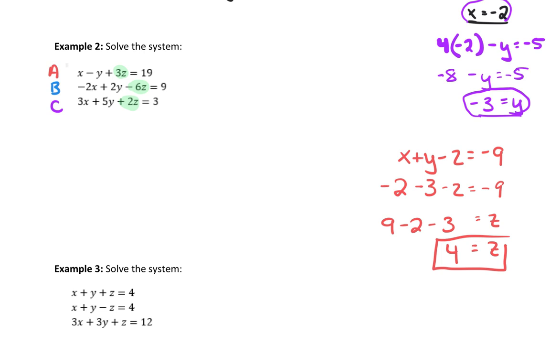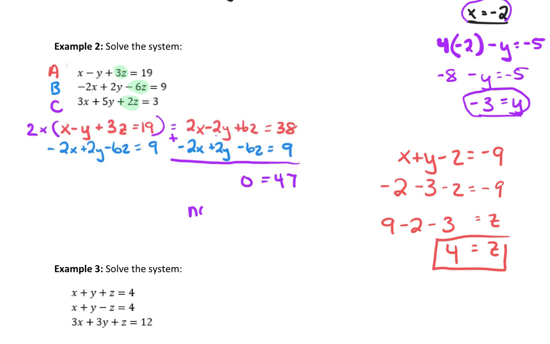When I combined the first 2 equations I picked, I got 0 equals 47. The variables went away. This is a false statement. So this is a no solution system. Okay. All right, let's take a look at the next one.